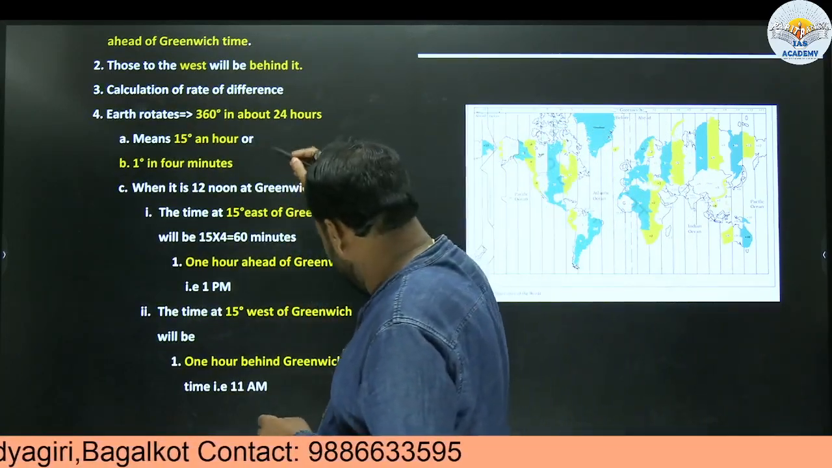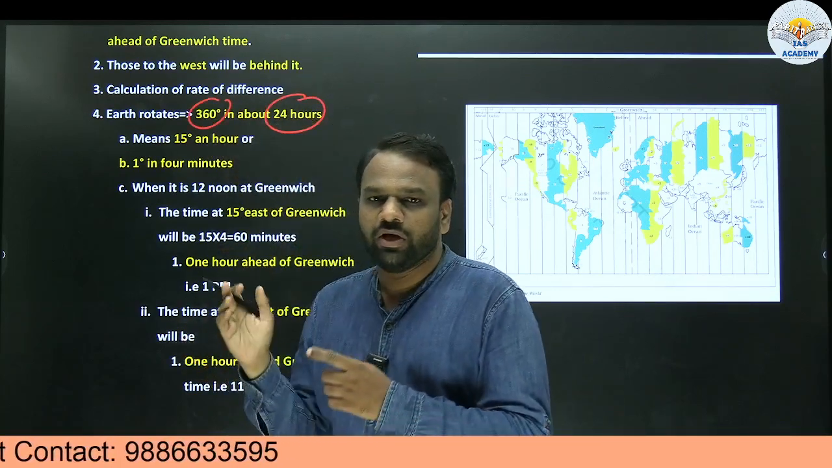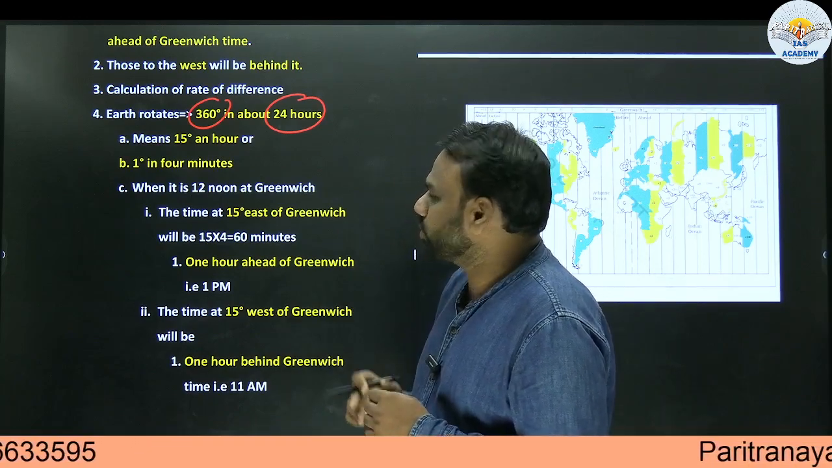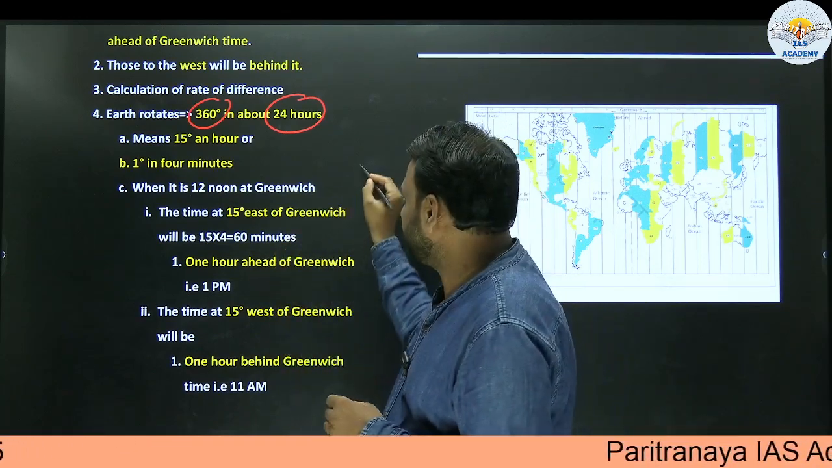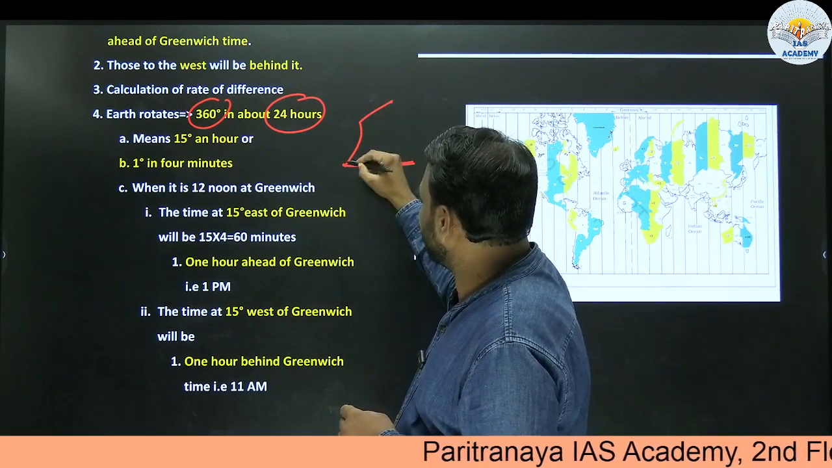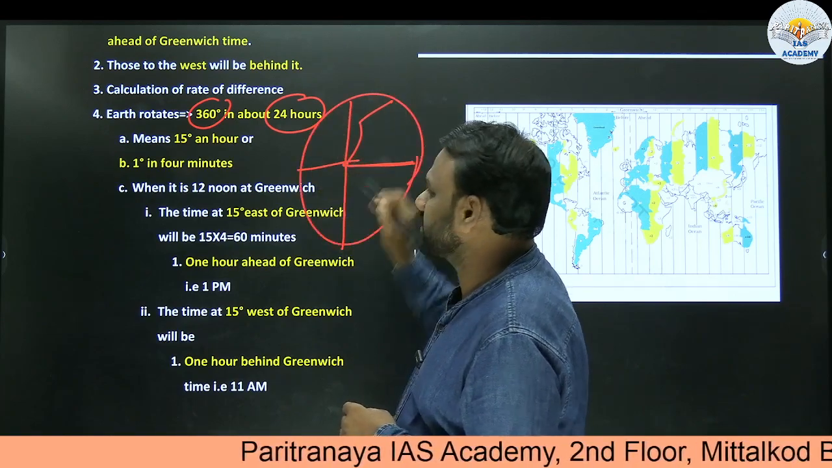So Earth rotates 360 degrees in 24 hours. So we already know, for one rotation, Earth requires 24 hours. One rotation means completely 360 degrees. We already know, right? So this is 0 degree. Next 90 degree, 180 degree, 270 degree. So total one round is 360 degree.